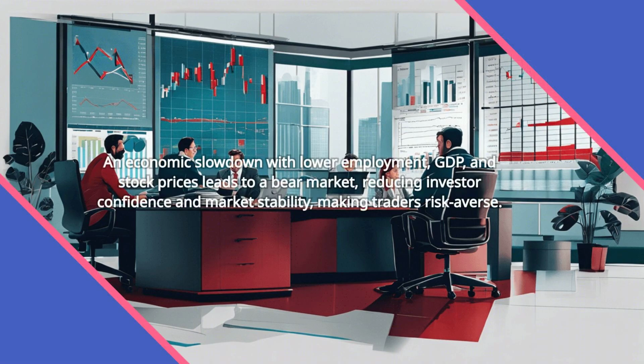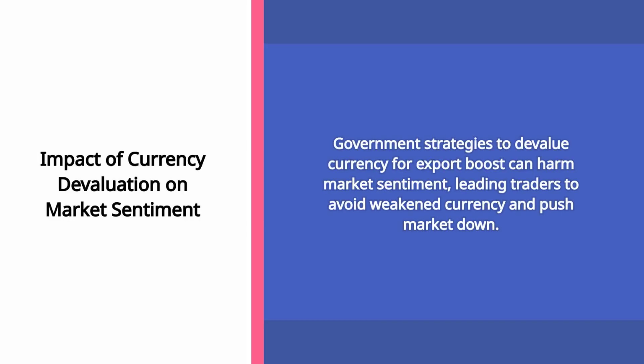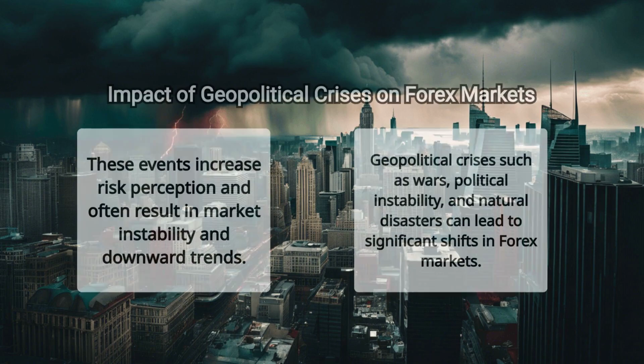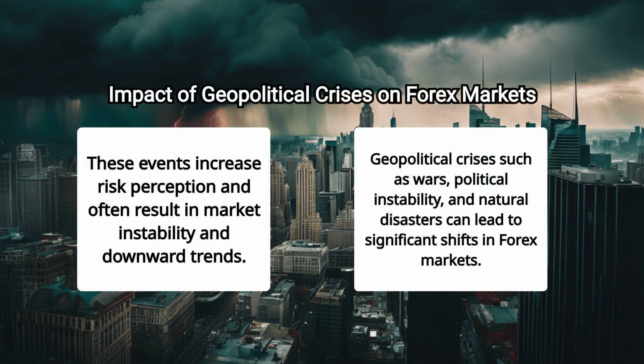An economic slowdown, marked by lower employment, GDP, and stock prices, often leads to a bear market. This reduces investor confidence and market stability, making traders more risk-averse. Currency devaluation strategies by governments to boost exports can negatively impact market sentiment. This often leads to traders avoiding the weakened currency, pushing the market downwards. Geopolitical crises like wars, political instability, or natural disasters can cause significant shifts in Forex markets.